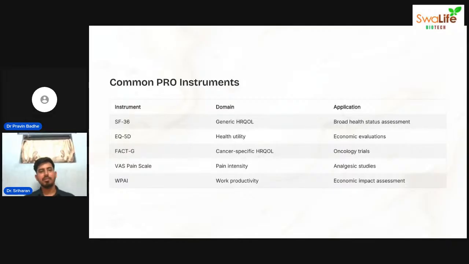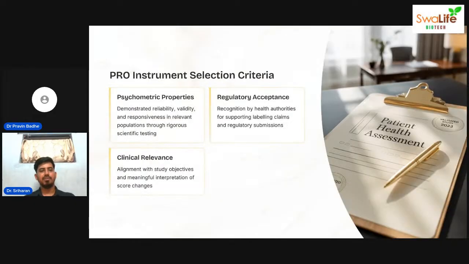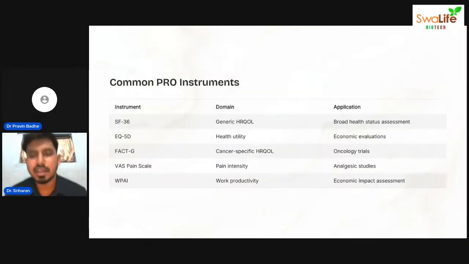Common PRO instruments. SF-36 is the Short Form 36, used for general health-related quality of life, including physical and mobility status. EQ-5D is a five-dimensional measure. It involves economic evaluation, physical evaluation and symptoms. Likewise, the five dimensions give the outcome for the patient.